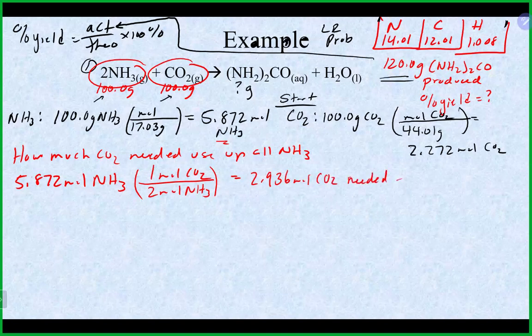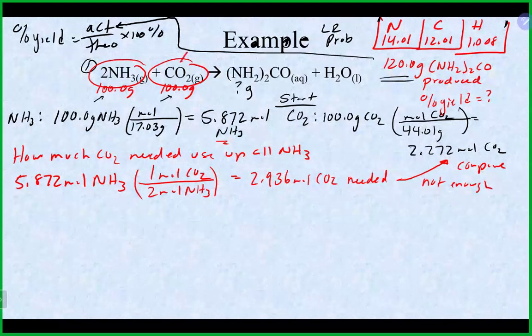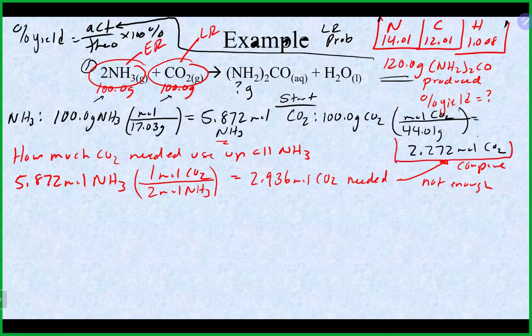Again, here I'm going to compare to my starting amount of CO2. And in this particular case, I do not have enough, right? I have 2.2 to start with. I need 2.9, so I do not have enough. And that's going to mean that in this reaction, the CO2 is the limiting reagent, and by default, the NH3 would be the excess. Any questions on that?